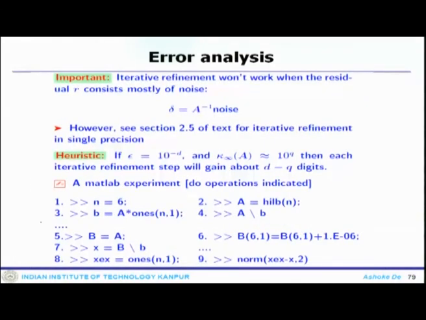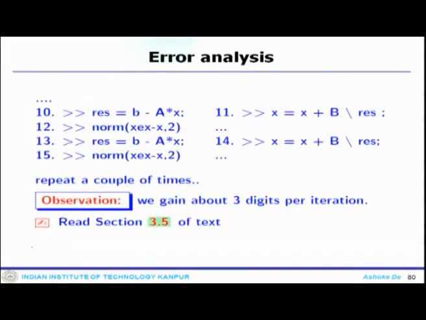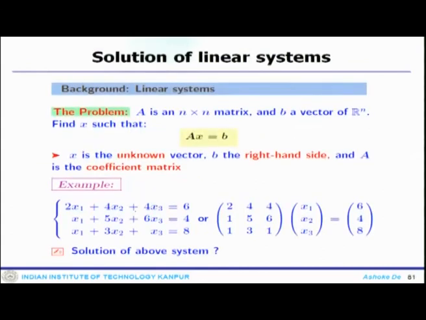What is important here is that iterative refinement won't work when the residual r consists mostly of noise, that means delta equals A inverse times noise. However, the heuristic is that epsilon is 10 to the power minus d, and with the condition number of A, the iterative refinement will gain this many digits. So, these are the things one can calculate, and these are the observations one can obtain.